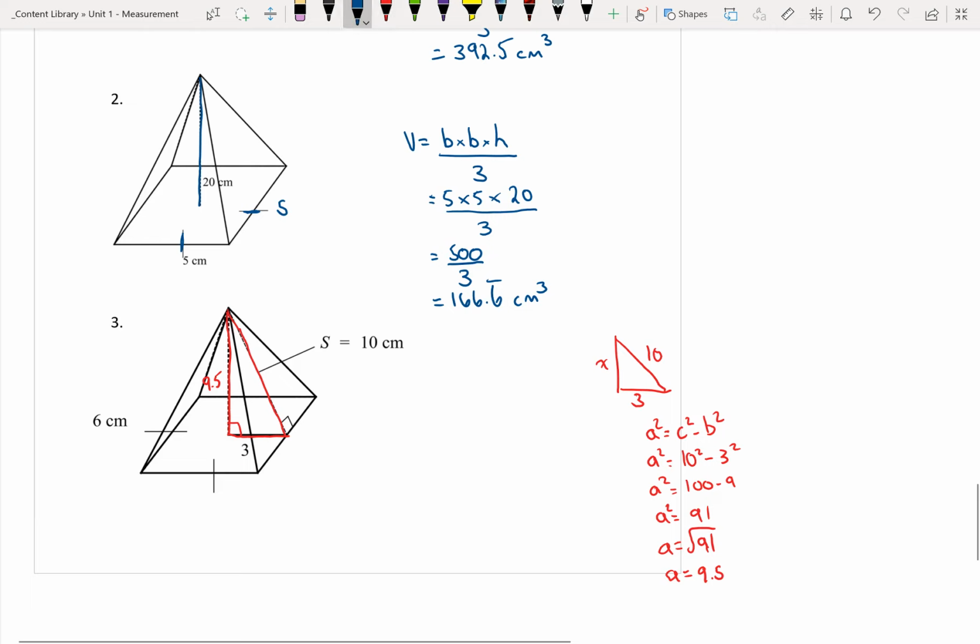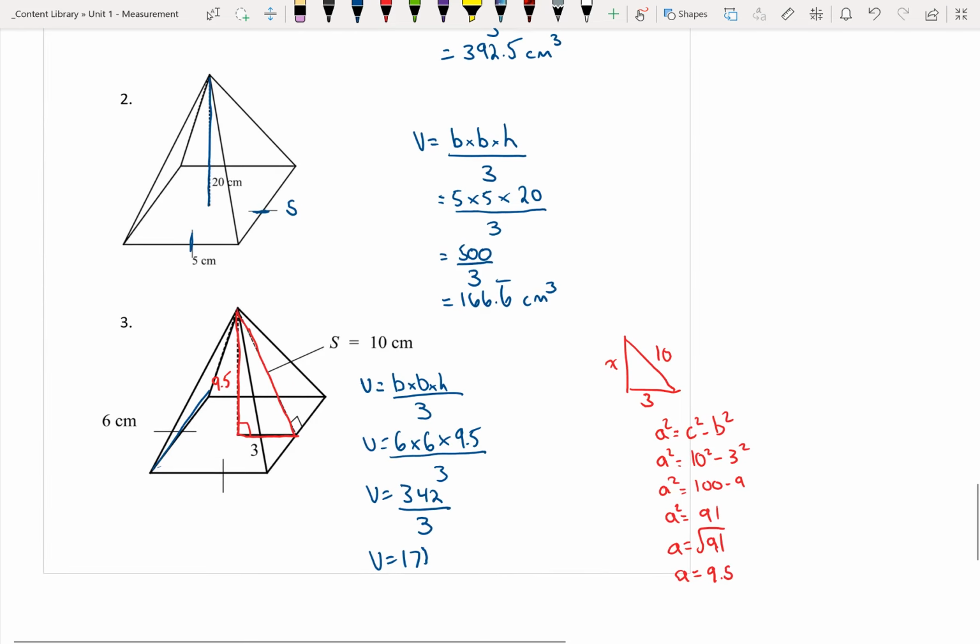Now I have enough information to use my volume formula. V equals base times height divided by 3. So V would equal one side length here, so 6 times 9.5 divided by 3. V equals 342 divided by 3. V equals 171 centimeters cubed, because we're dealing with volume. So that's how we can find the volume of cones and pyramids.